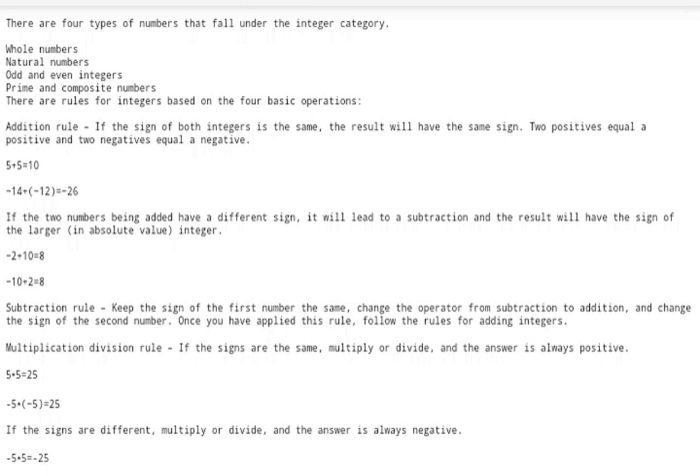The identity property says that any integer added to 0 will give the same number. So 0 is called the additive identity. For example, x plus 0 equals x, or x equals 0 plus x.